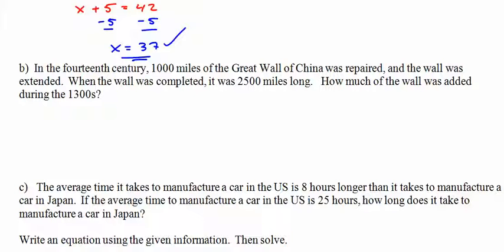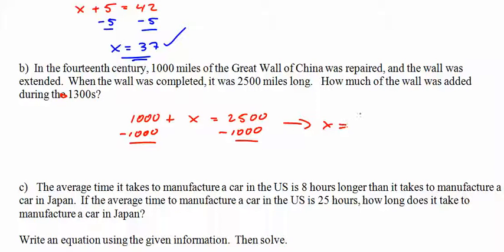In the 14th century, 1,000 miles of the Great Wall of China was repaired. The wall was extended. When the wall was completed, it was 2,500 miles long. How much of the wall was added during the 1300s? 1,000 miles was repaired, and the wall was extended. 1,000. By the way, 14th century means 1300s, in case you're confused by that. I know I was. Plus some x got us to 2,500 miles. That is a big wall. Minus 1,000. Minus 1,000. X is 1,500.